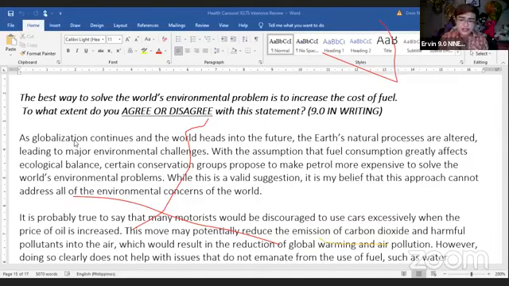With the assumption that fuel consumption greatly affects. Okay, let me just stop right there. Look at the word greatly. Class, will you please tell me, what is greatly? Kindly comment on the chat box. What is greatly? It belongs to which part of speech?